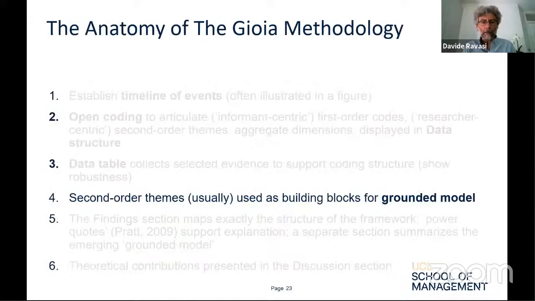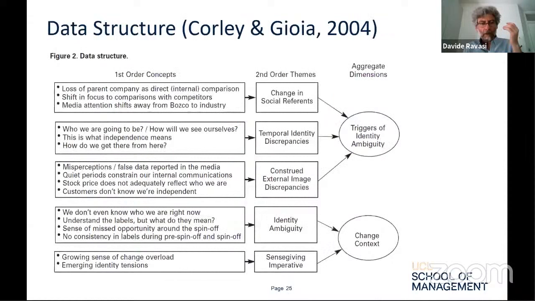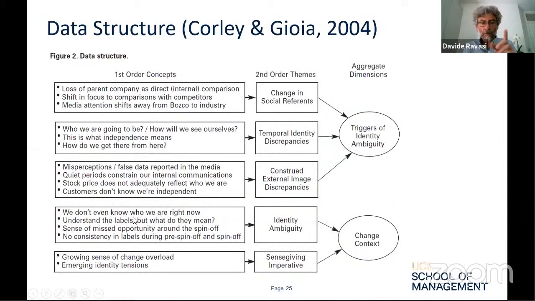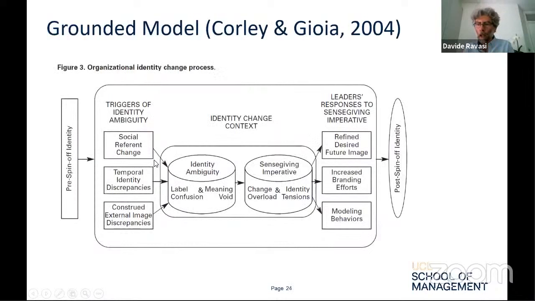Now, what happens is that usually the second order themes are used as building blocks for the grounded model. Remember, here the second order themes, change in social reference, temporal identity discrepancies, and so on and so forth, we find them again in the model. Social reference change, they slightly change the label, temporal identity discrepancies, construed external image discrepancies, and so on. Not the first order codes, the second order ones. Why? Because it's the second order codes that are the building blocks of the model. They are the concepts that you use to build your model.